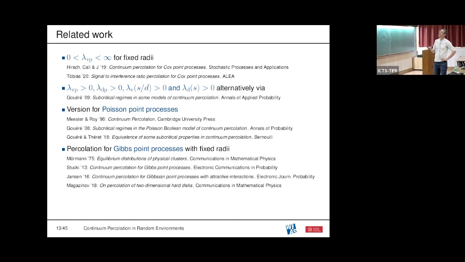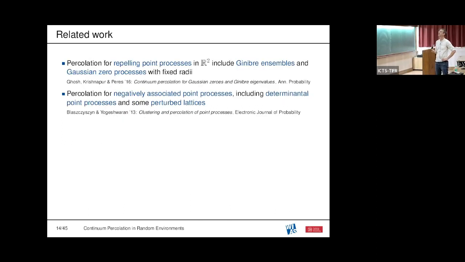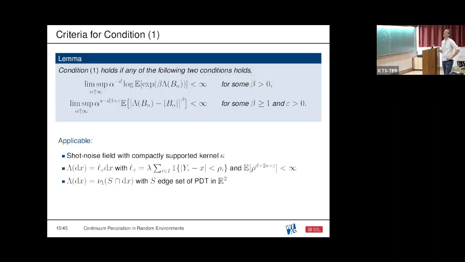And just to mention, the non-trivial behavior can also be observed in Gibbs point processes. Just a few things beyond the Poisson case, several papers on continuum percolation for Gibbs point processes. Some related work on repelling point processes, including Ginibre and Gaussian zeros. Also there, the existence or the uniqueness is shown of the infinite cluster and the non-trivial phase transition. And to mention one more time, the work for negatively associated point processes by Ghosh and Basak.